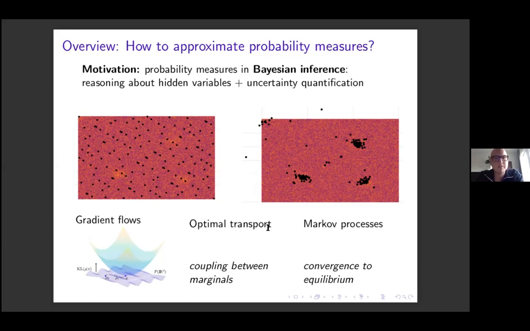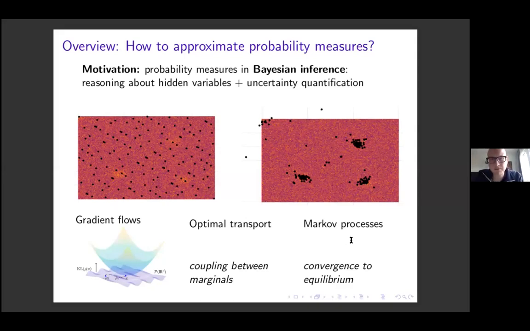The second approach would be with optimal transport. I don't have a picture for this, but the idea is that there's a coupling between the initial condition and the final condition, and we're trying to transport the initial condition to the target. Right? And the third approach is based on Markov processes.